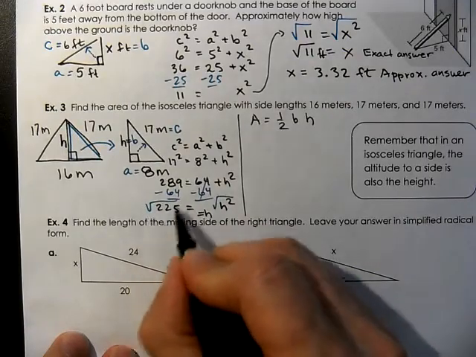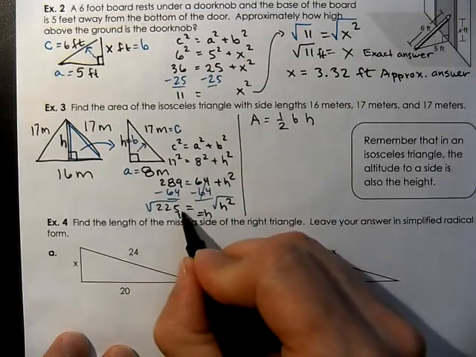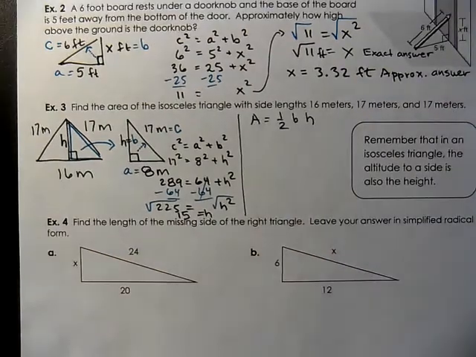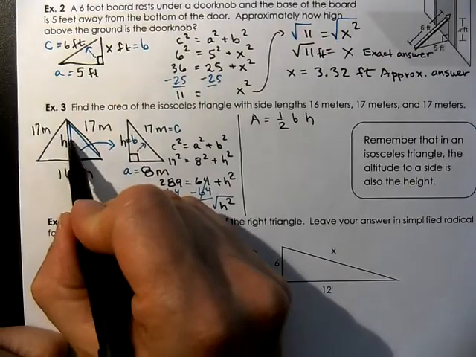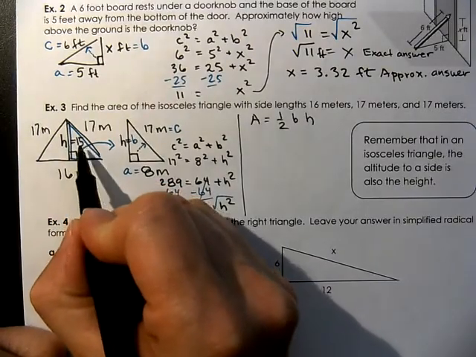the square root of 225 happens to be a perfect square. My calculator will tell me that's 15. So now we have the height. So the height of this triangle is 15 meters.